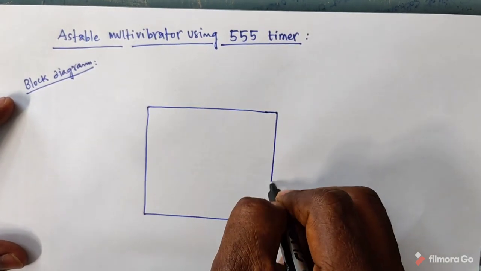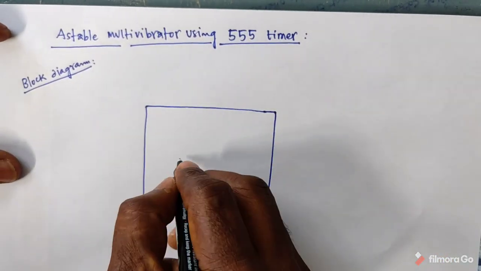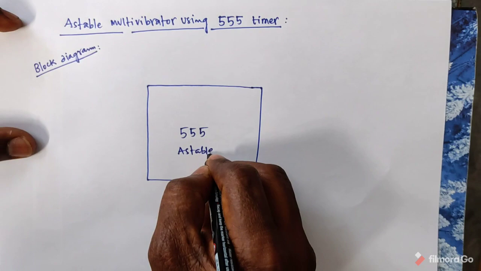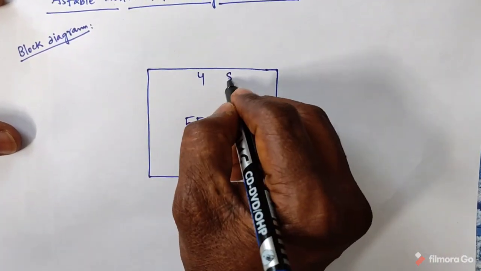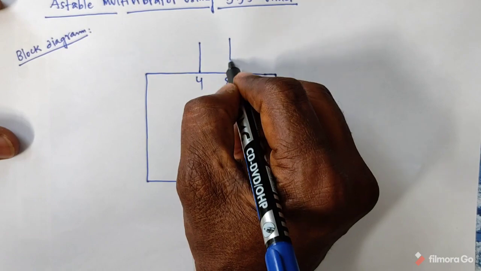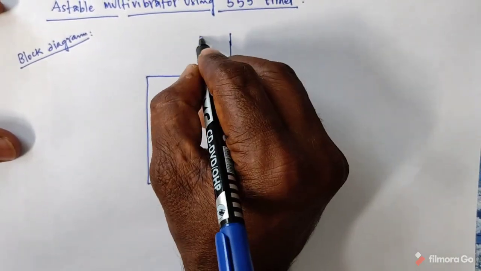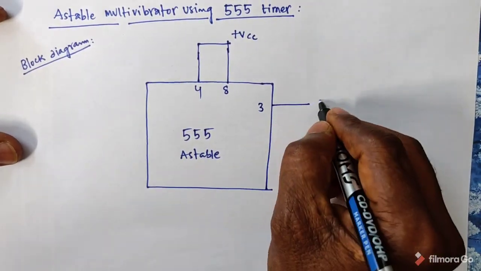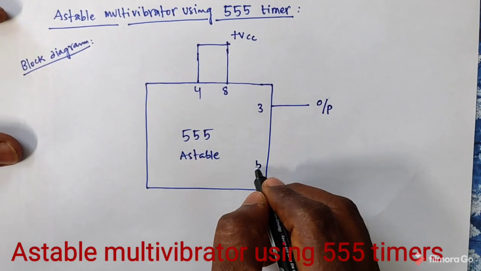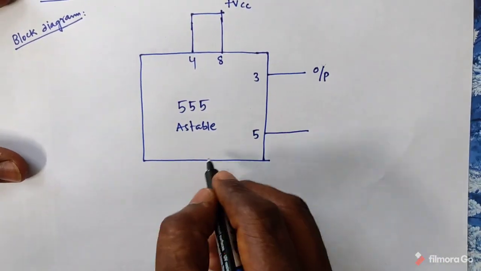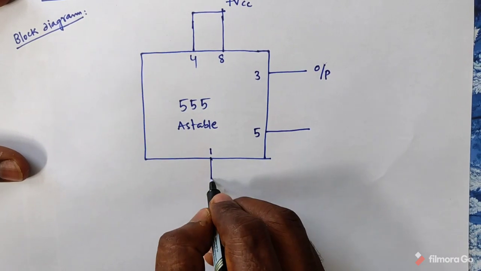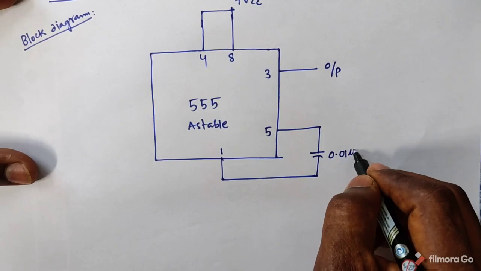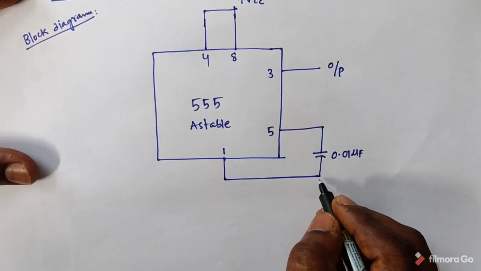It has a total of 8 pins. 555 timer, that is astable. Here the 4th pin and 8th pin: the 4th pin is reset, the 8th pin is power supply plus VCC. Both are connected to plus VCC. And the 3rd pin is always the output pin. The 5th pin is the control voltage and the 1st pin is connected to ground with the help of one capacitor, that is 0.01 microfarad, which is connected to ground.